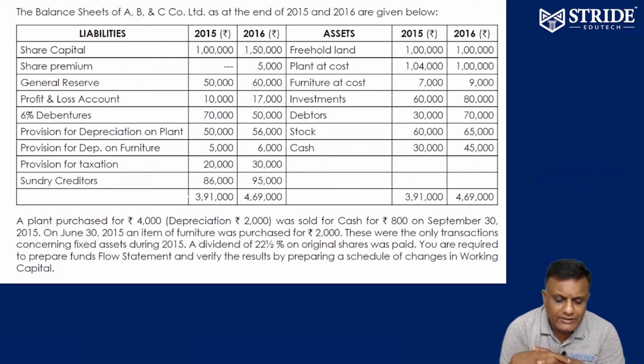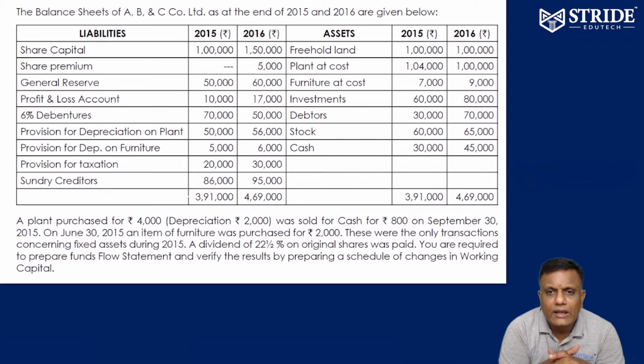Taxation, there are two options available. Either we can prepare a ledger for taxation, or another option: last year provision for taxation 20,000 paid now, and current year provision for taxation 30,000, which comes under the adjusted P&L account. So provision for taxation opening 20,000 we paid in the current year, it may be application. 30,000 provision for taxation, adjusted P&L account debit side. Creditors come under current liability.